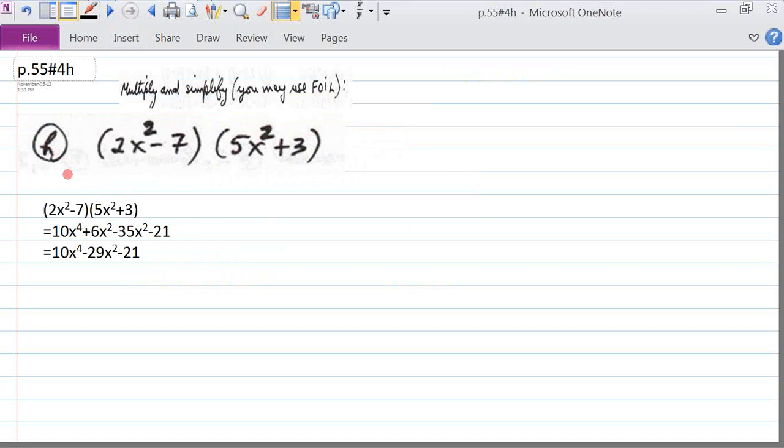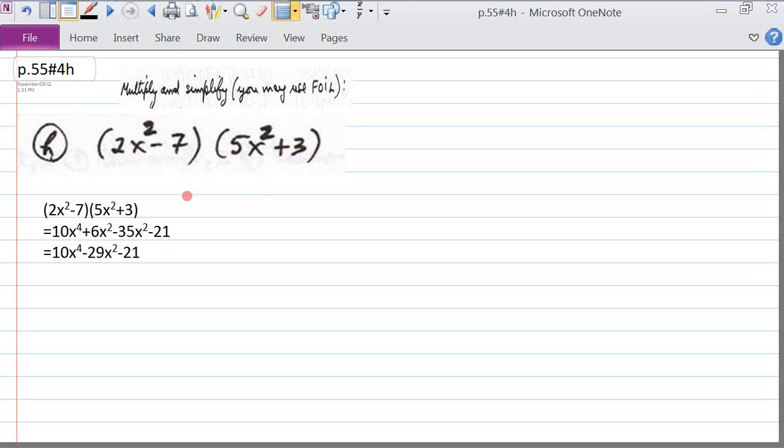Okay, now we're on 4H, and we're going to use FOIL here. So we're going to multiply, first of all, the first times the first. So the 2x squared times the 5x squared gives us 10x to the 4th. Now, FOIL means the second one. It doesn't matter whether you use the O or the I. It doesn't matter the order that you do these in, but usually we take the outer one next. So that's plus 2x squared plus 3.